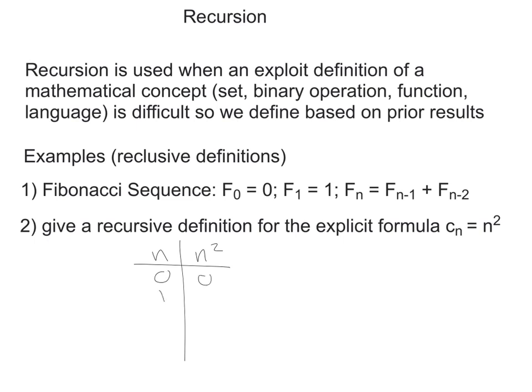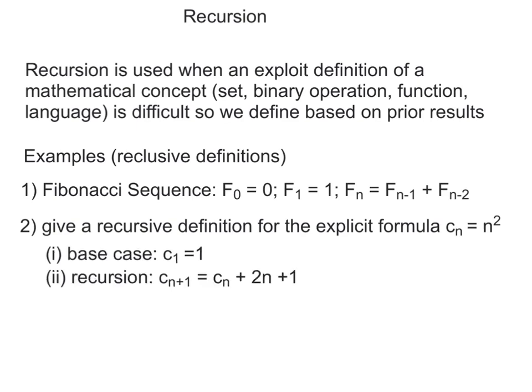So when n is 0, it's equal to 0. When n is 1, it's equal to 1. When n is 2, it's equal to 4. N is 3, it's equal to 9. You continue with this table, and you try to look for a relation between these numbers and n. When it comes time to get a definition, you want to start with the base case, which isn't difficult at all. Guessing the formula is more difficult, but here I've come up with the formula that c of n plus 1 is equal to c of n plus 2n plus 1.